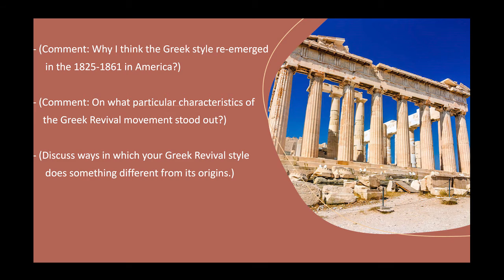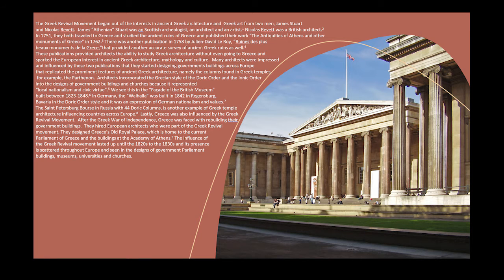The Greek Revival movement began out of interest in ancient Greek architecture and Greek art from two men, James Stuart and Nicholas Revett. James Athenian Stuart was a Scottish archaeologist, architect, and artist. Nicholas Revett was a British architect. In 1751, they both traveled to Greece, studied the ancient ruins, and published their work.